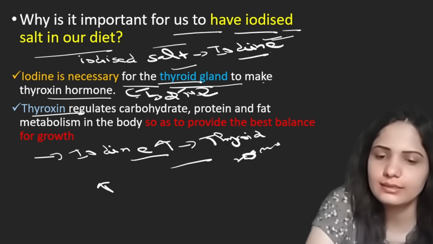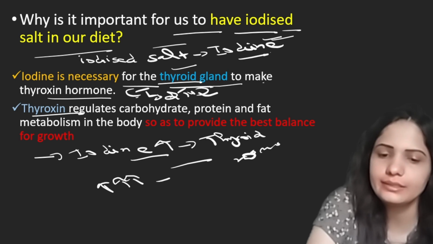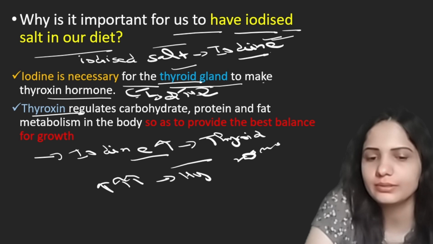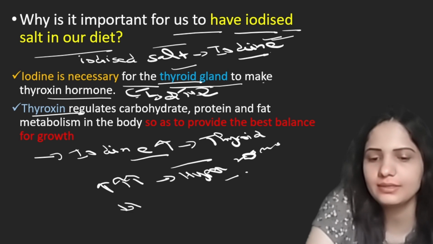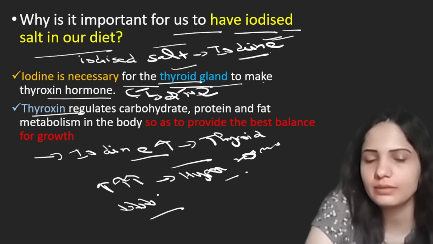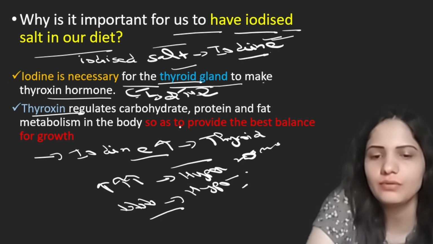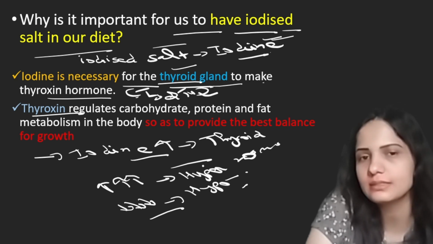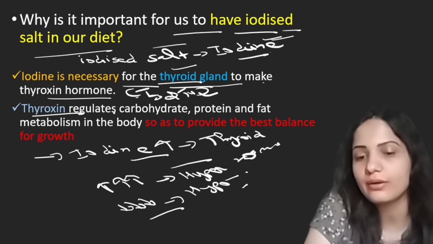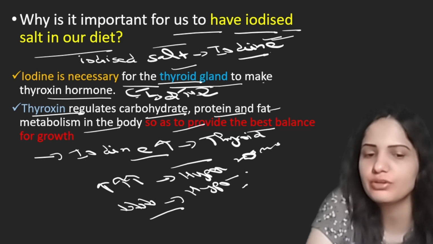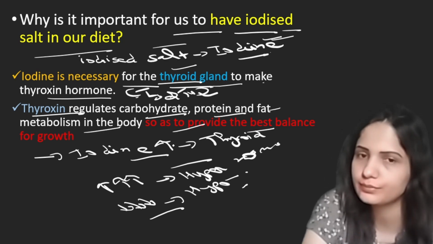And if we increase the amount of iodine in our diet, then what will happen? Hyperthyroidism. And if we decrease the iodine amount in our diet, then what will happen? Hyposecretion of thyroid hormone. Hypo means less, hyper means more, high. So thyroxine regulates carbohydrate, protein and fat metabolism in the body so as to provide the best balance for growth.